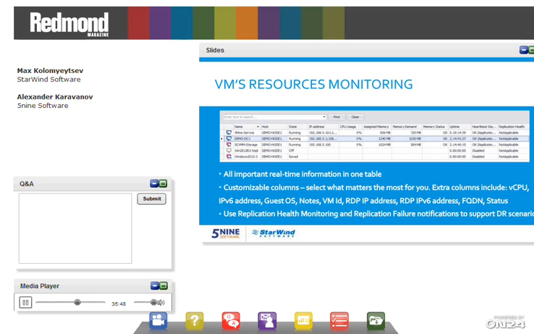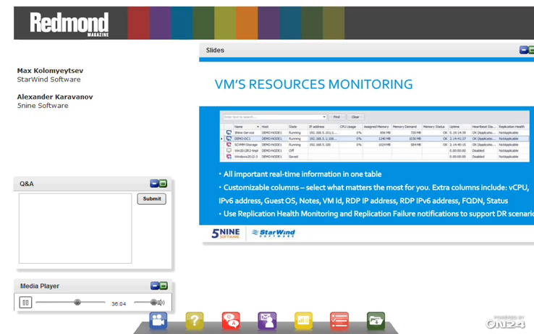So you can get parameters like virtual CPU, heartbeat status, uptime, even the IP address of a virtual machine, or the fully qualified domain name directly from the console. That is indeed very convenient.